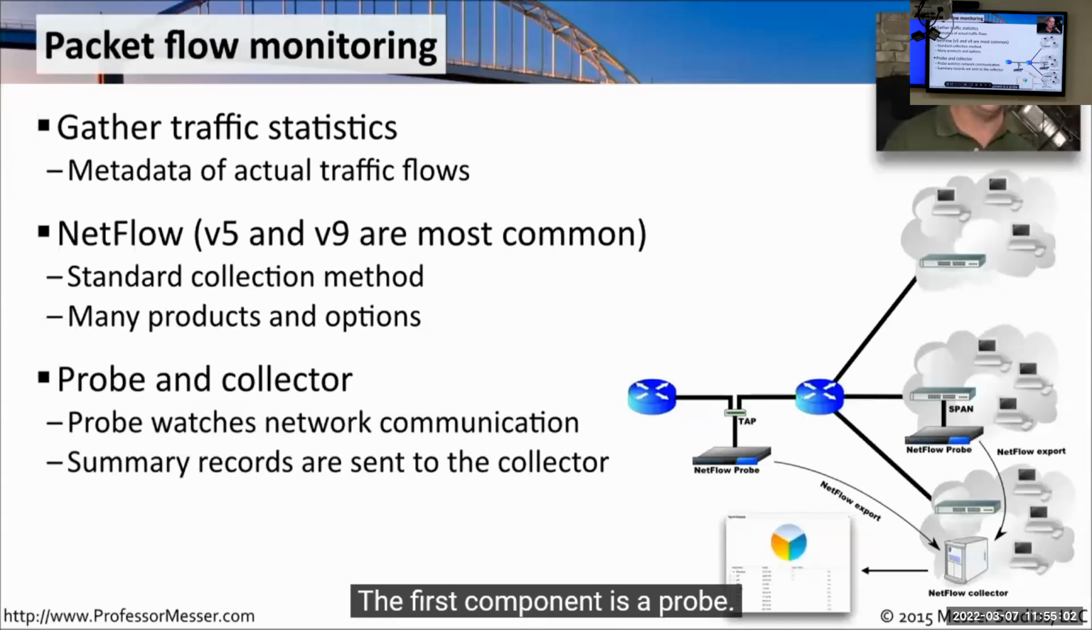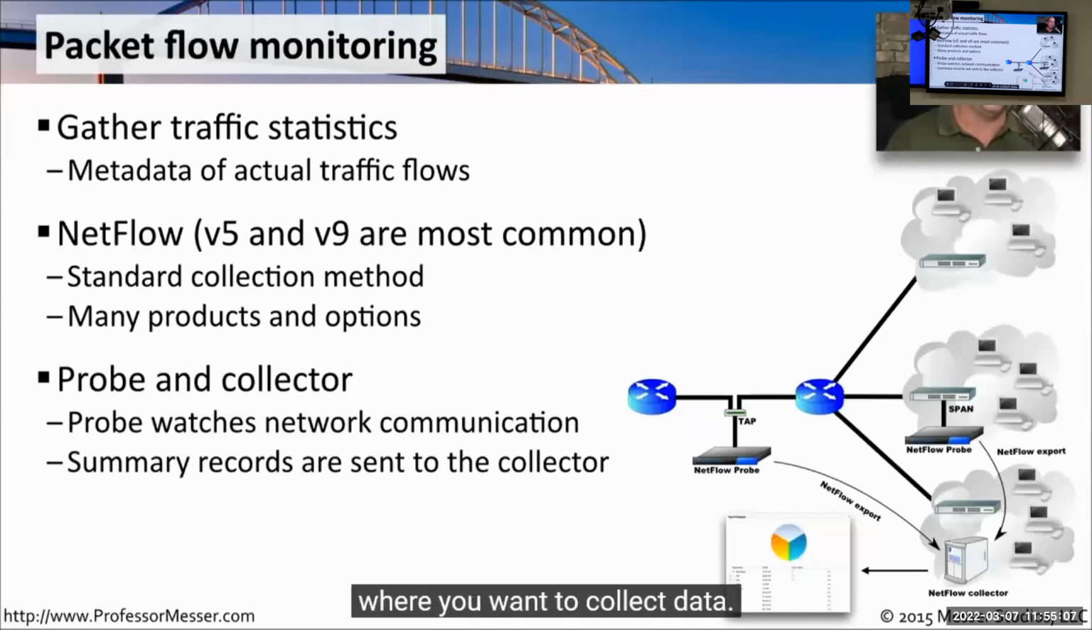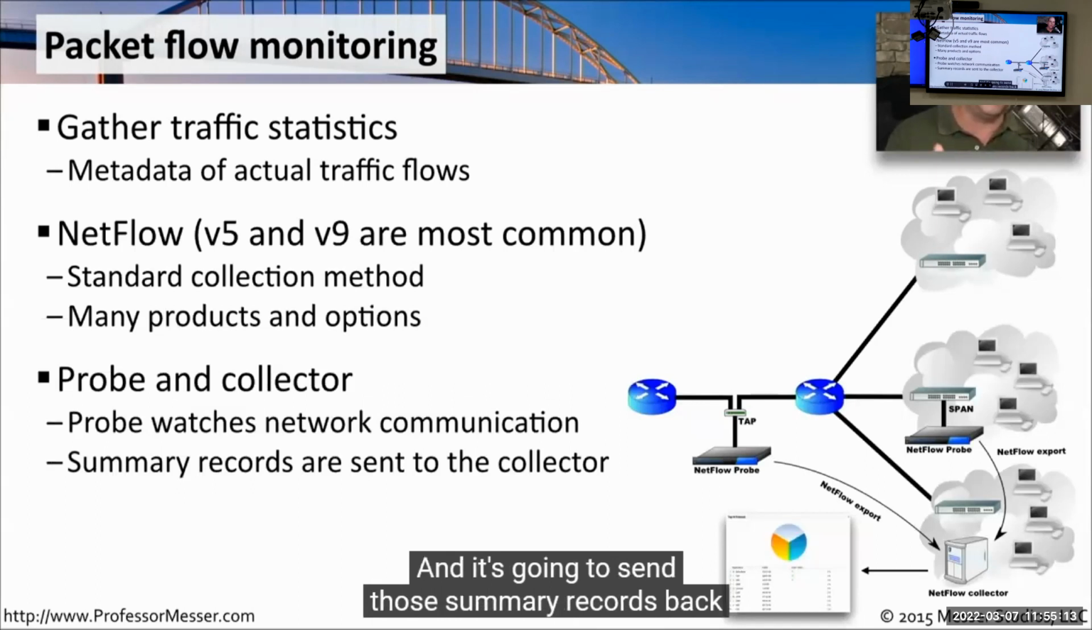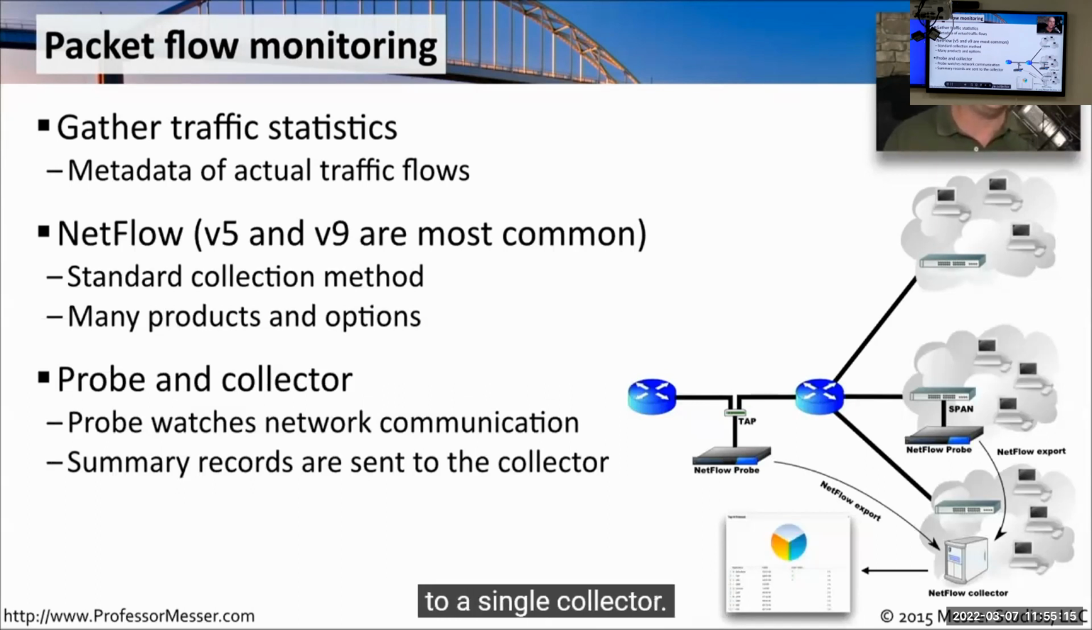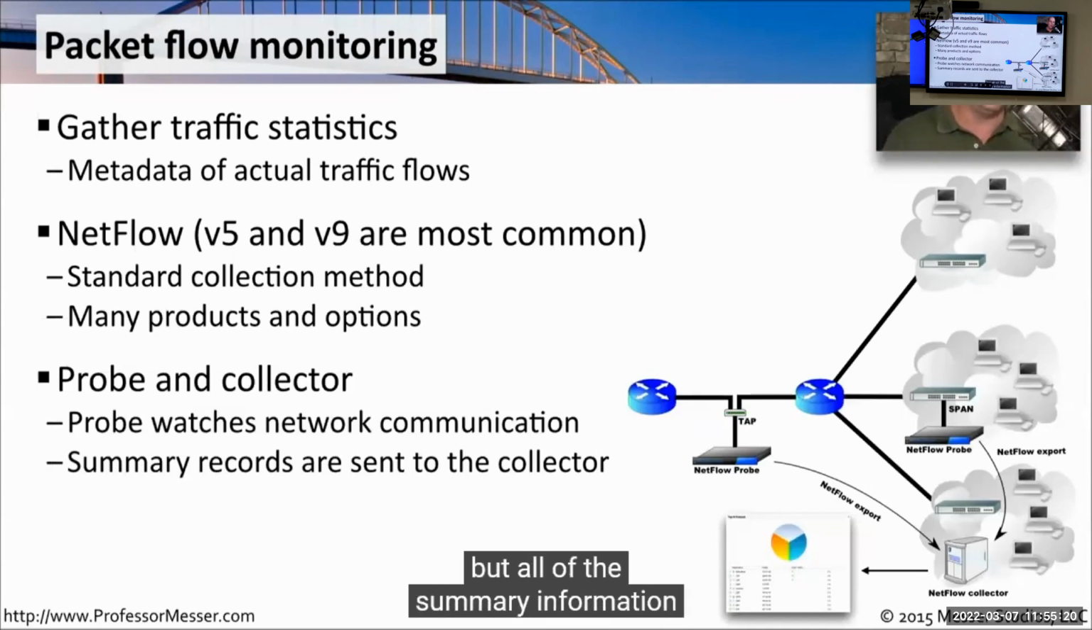The first component is a probe. You're going to put a probe on the network at every place where you want to collect data. The probe is going to watch the raw traffic going by, and it's going to create these summary records, and it's going to send those summary records back to a single collector. That way you can have multiple probes on the network, but all of the summary information is being sent to one central point, and that is the NetFlow collector.